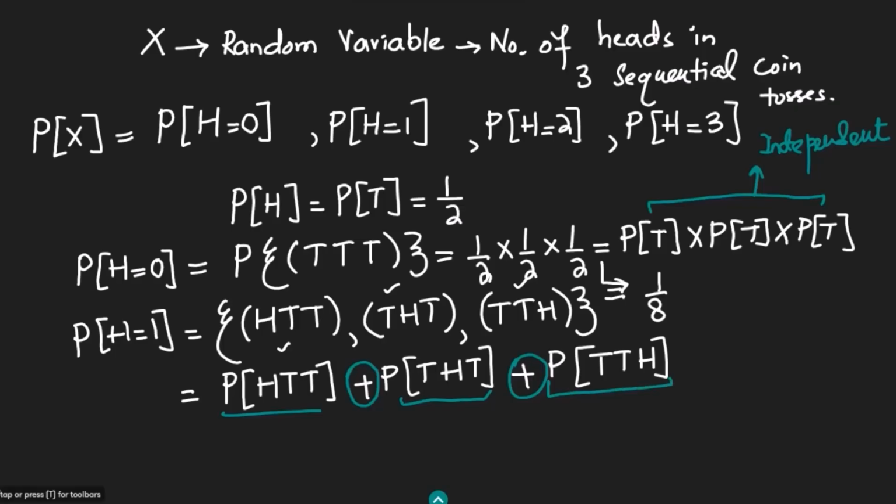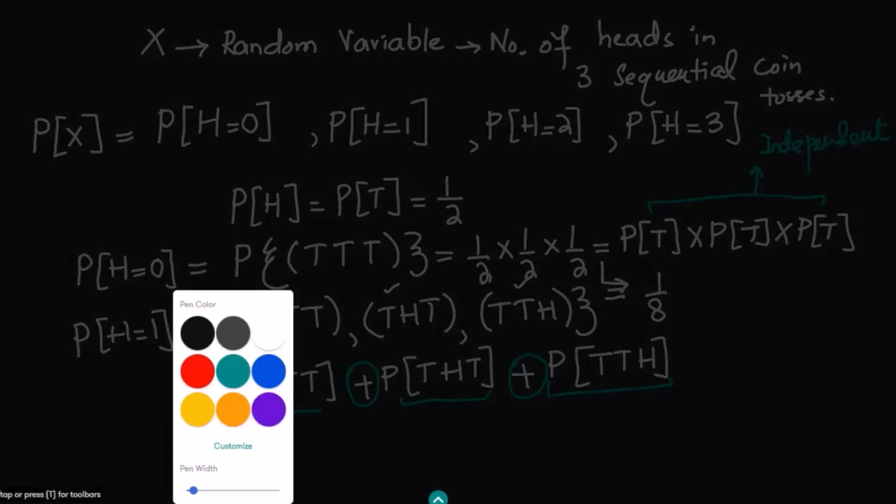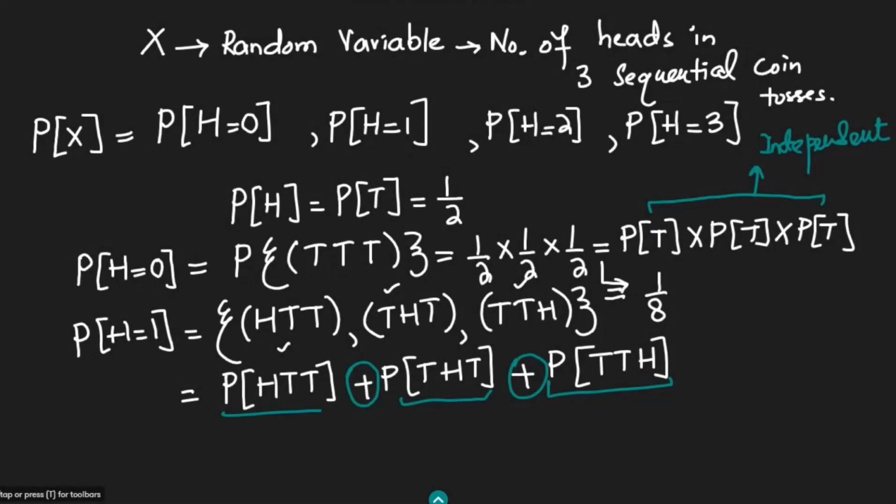If this was the AND condition, where each of them occurs simultaneously, I would have used multiplication, just like here: heads, tail, tail. If heads is occurring, and two tails also occur, then, as each item here is independent, what I have to do is take the probability of heads, the probability of tail, and the probability of tail.